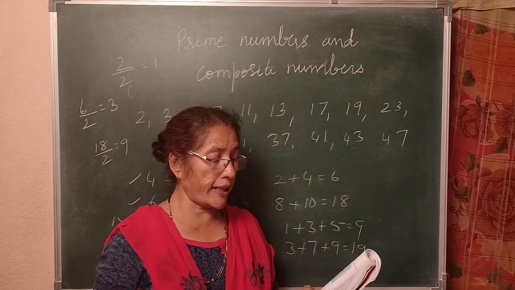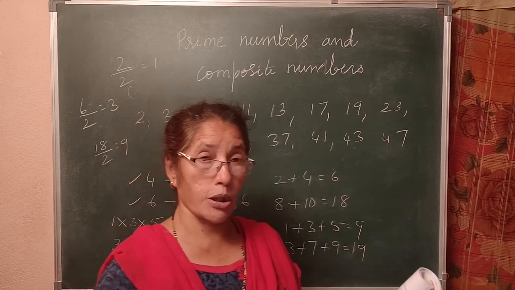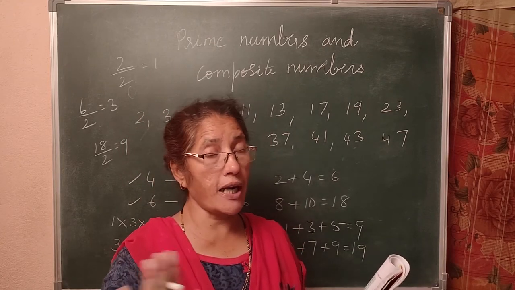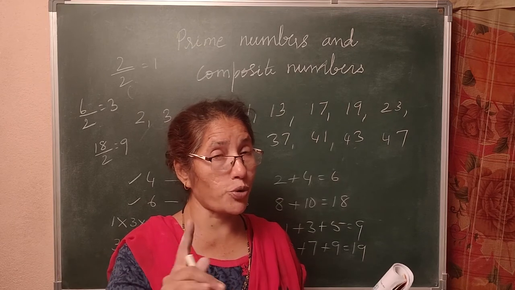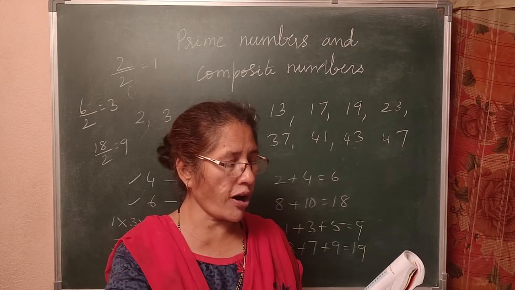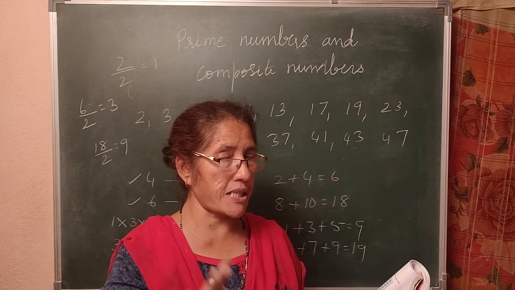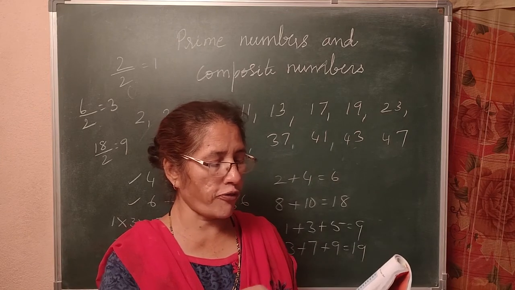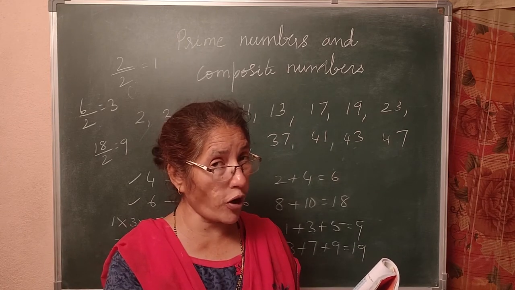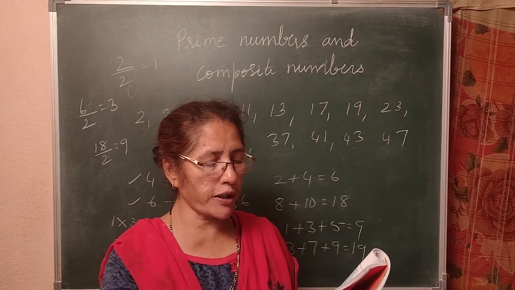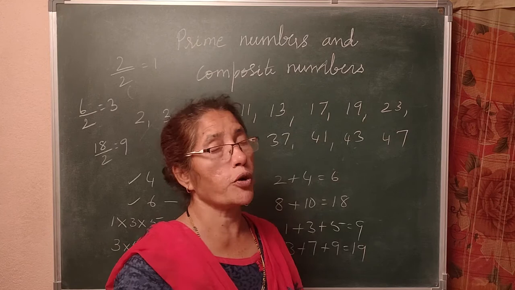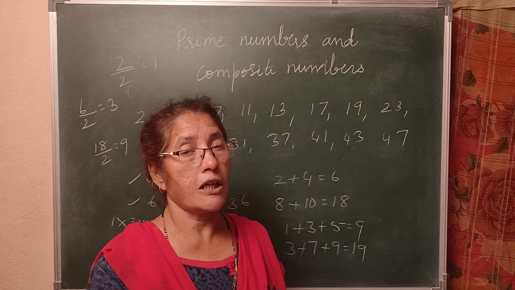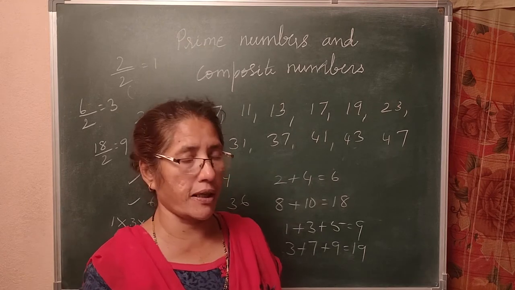All even numbers are composite numbers? No. All composite numbers are even, but all even numbers are not composite numbers. 2 is the exception in that. So, all even numbers are not composite numbers. The product of all even numbers are composite numbers. True or false? False. The product of two even numbers is always even. 2 4s are 8. 4 4s are 16. 4 6s are 24. Yes, correct. The product of two even numbers is even.